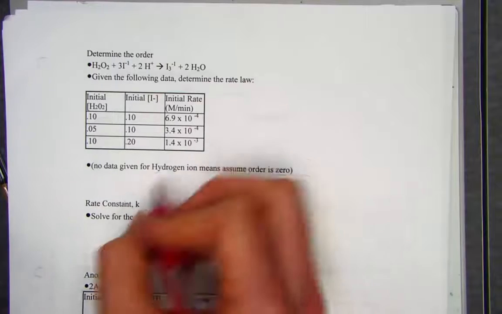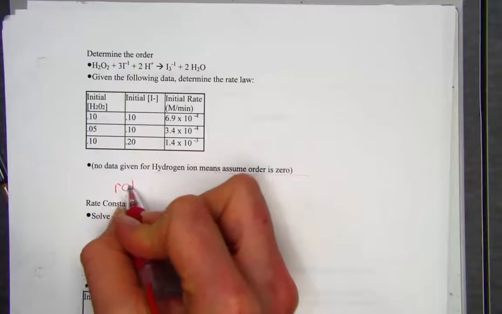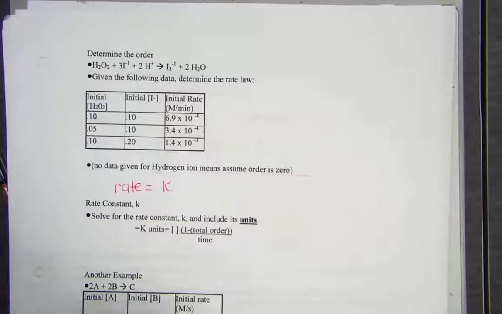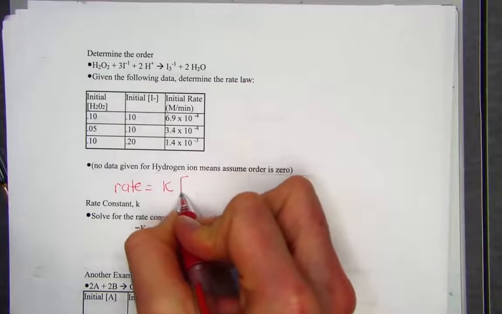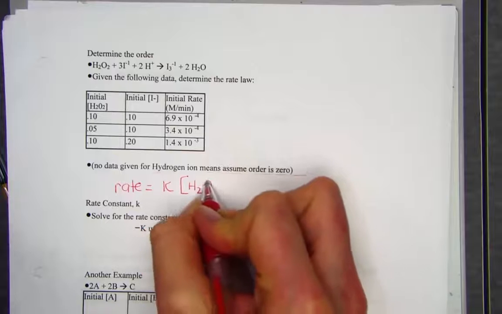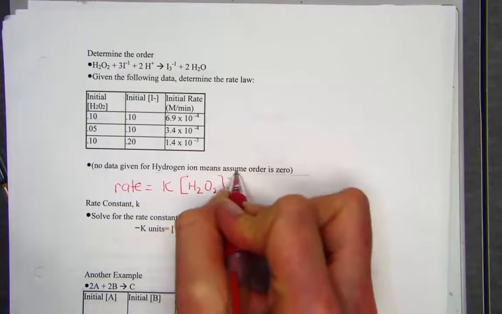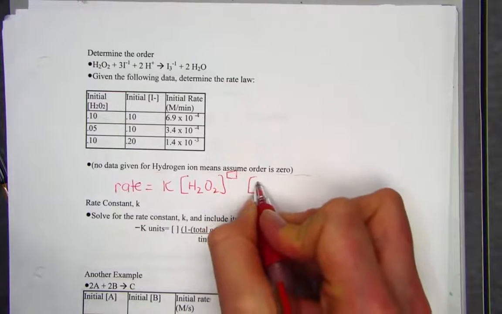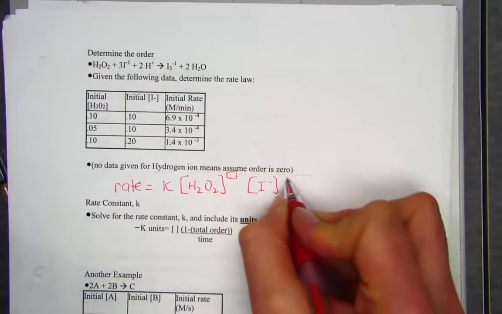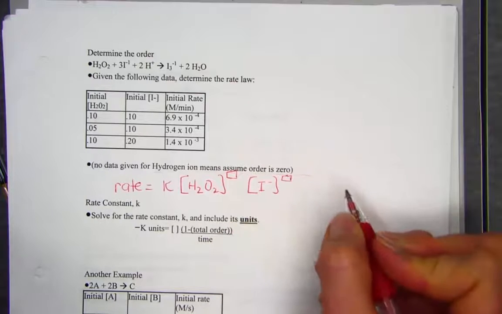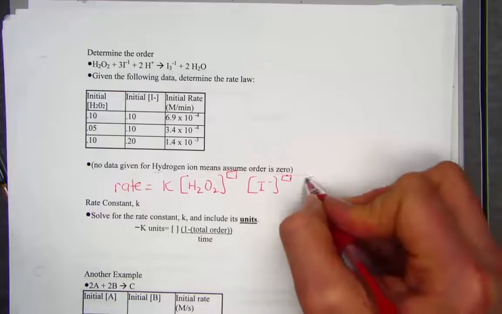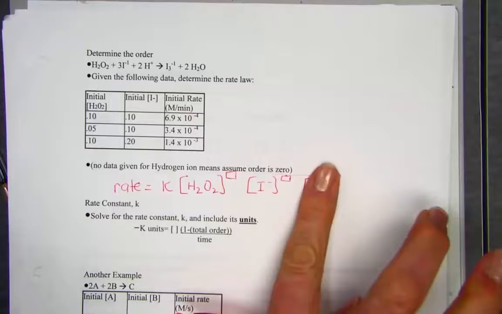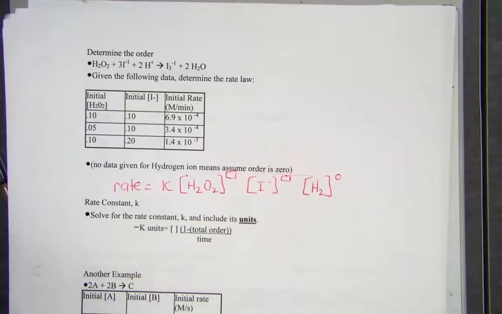When we're asked to determine the rate law, think of the skeleton that we know so far. Rate is equal to k, that's our rate law constant, times the concentration of the first reactant, H2O2, raised to some power I don't know yet, times the concentration of iodide, raised to an order which I don't know yet, times the concentration of hydrogen to the 0 order. That could simply drop out, or you may write it down with the power of 0.